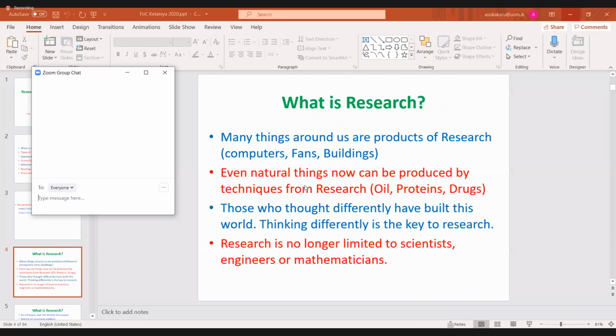Now, a very important thing: what kind of people can do research? It's a very important question. What type of people can do research?